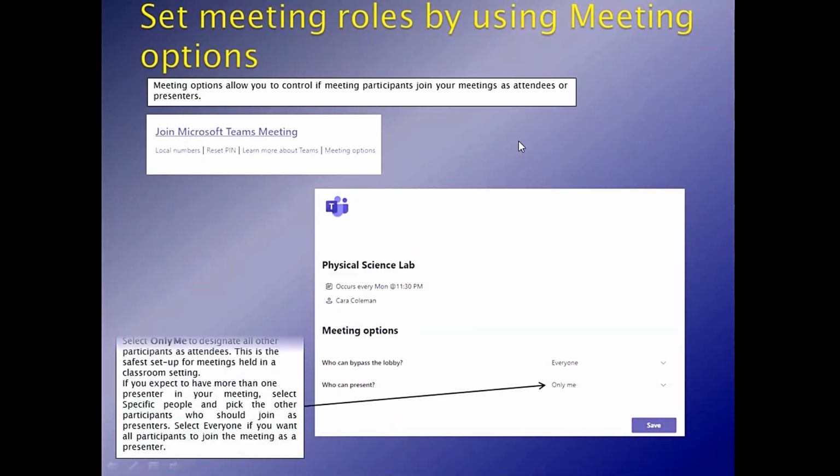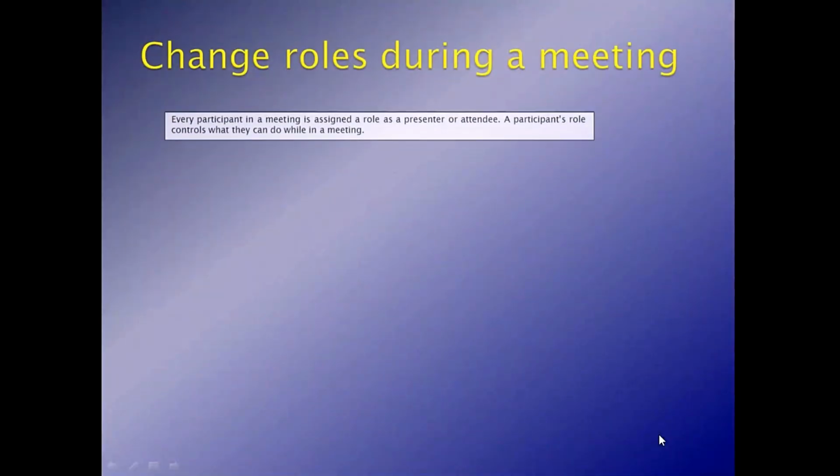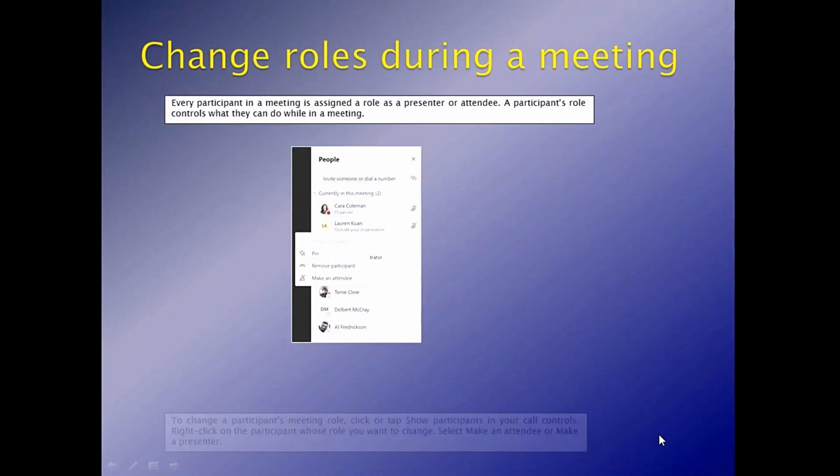Meeting options allow you to control whether meeting participants join a meeting as attendees or presenters. So you can give them restrictions as presenter as well as attendees. So who can present? Only me. Then there won't be any disturbance during the online session, right? And who can bypass the lobby: everyone, or only your organization, or only particular people, right? So you can apply all this information. After that you can save it. Then it comes to the meeting schedule, right? So the requirement will be there.